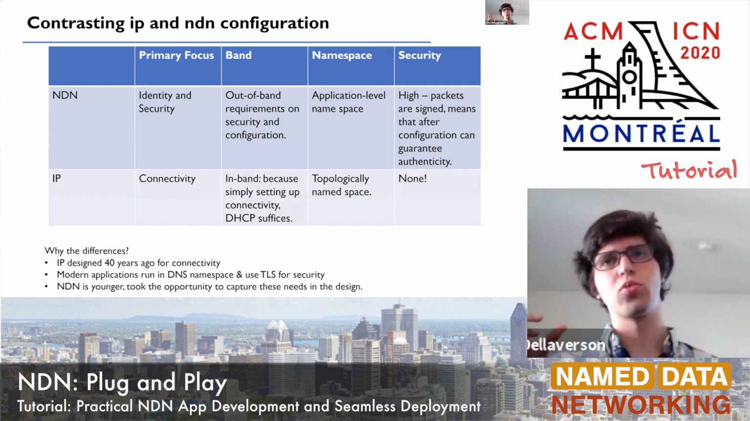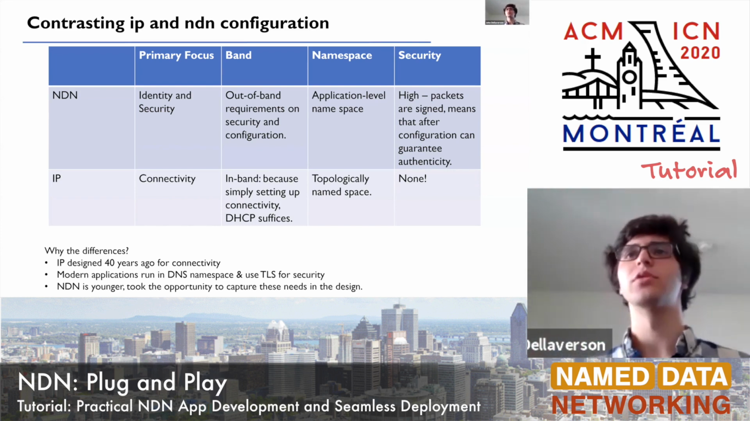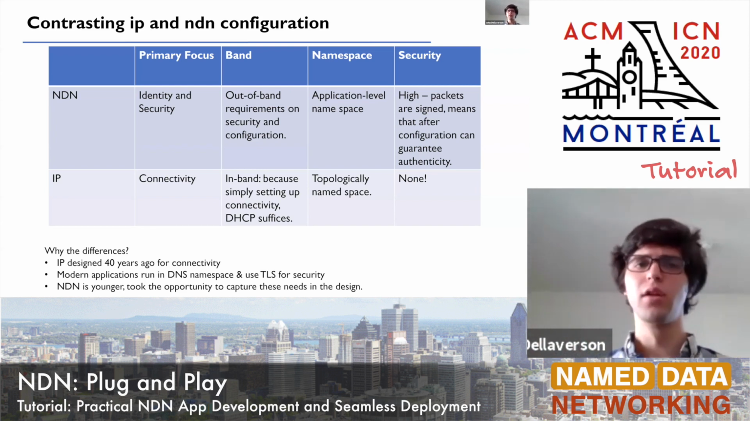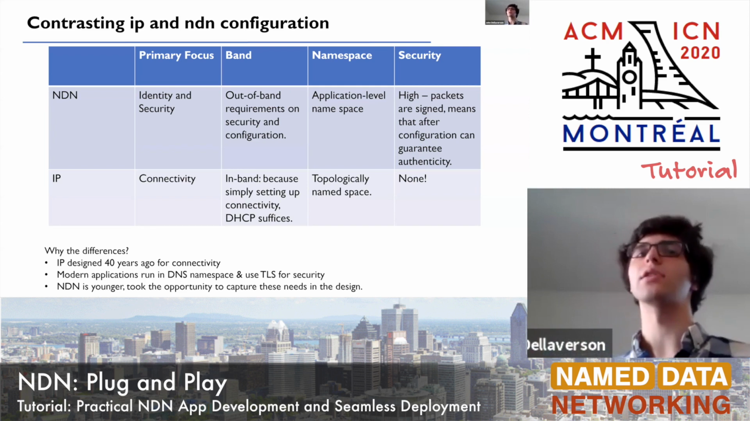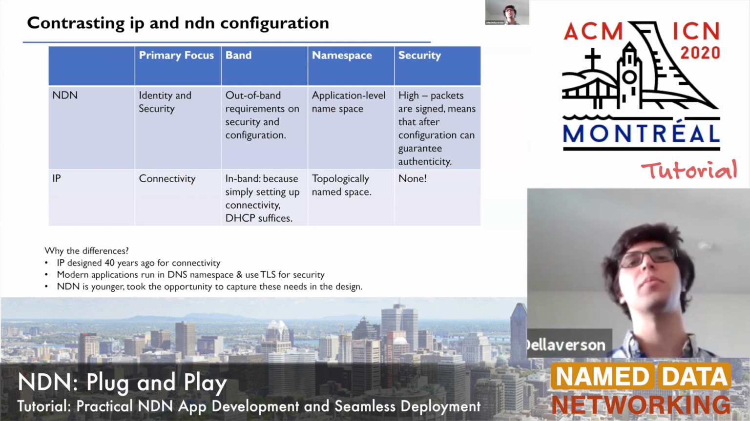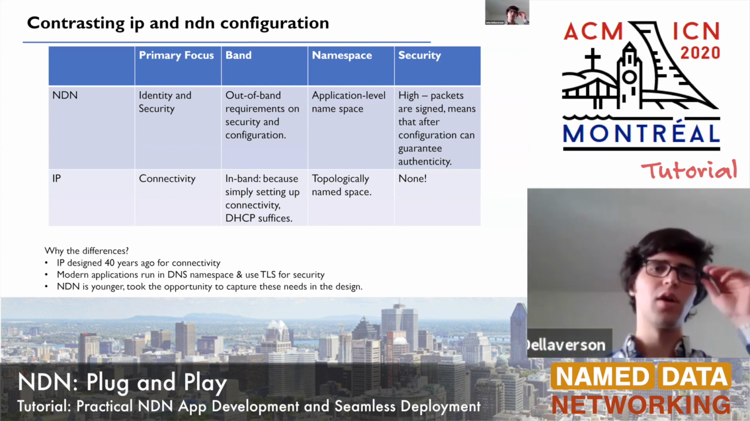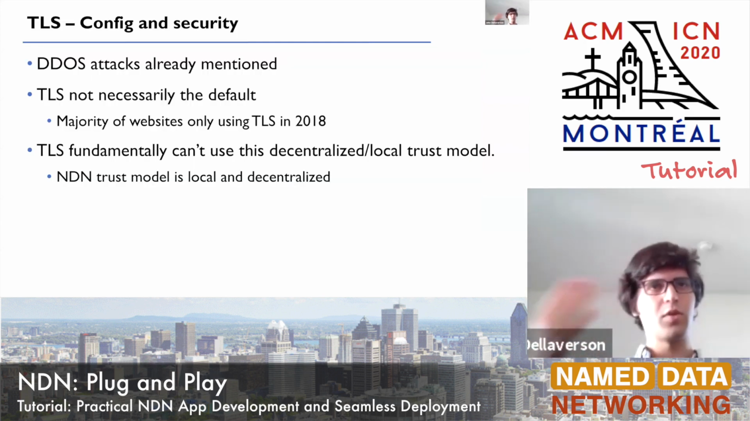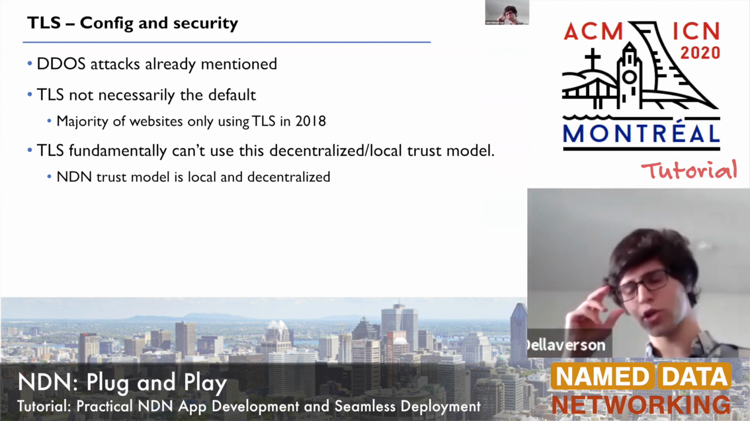So the differences arise largely from the time in which they were developed. IP was designed 40 years ago for the sake of connectivity, and it works very, very well for that task, as it did then. But modern applications run in the DNS namespace, and they use TLS for security. NDN is younger. It was developed more recently. It saw those developments and had the opportunity to capture those new needs in the design itself. That said, it's worth noting that most applications do use IP and TLS in conjunction.